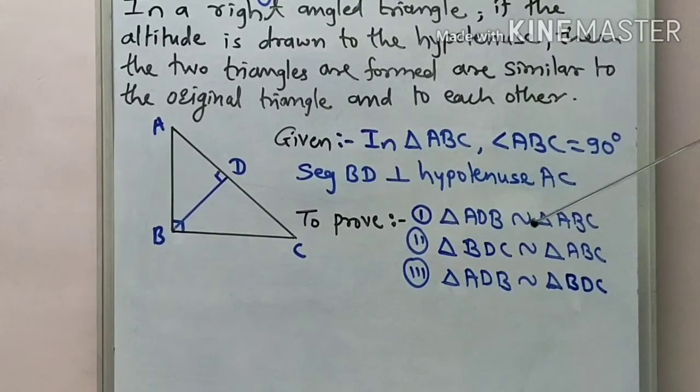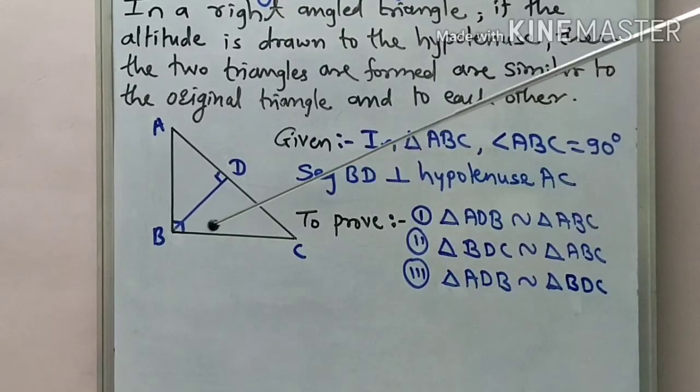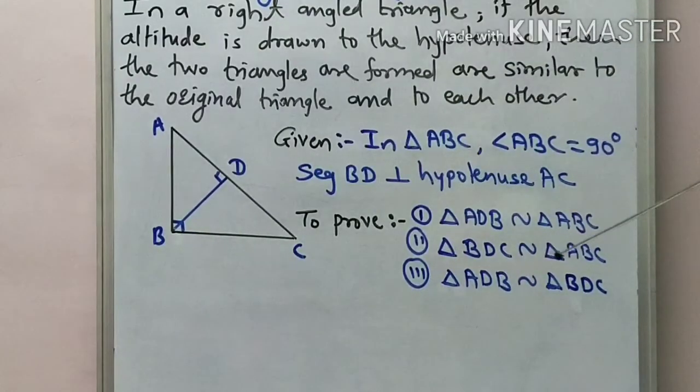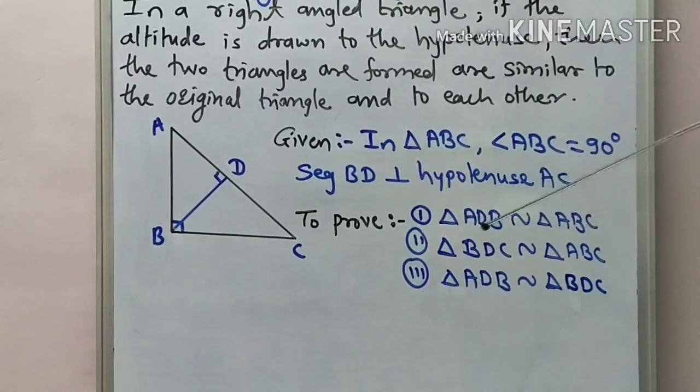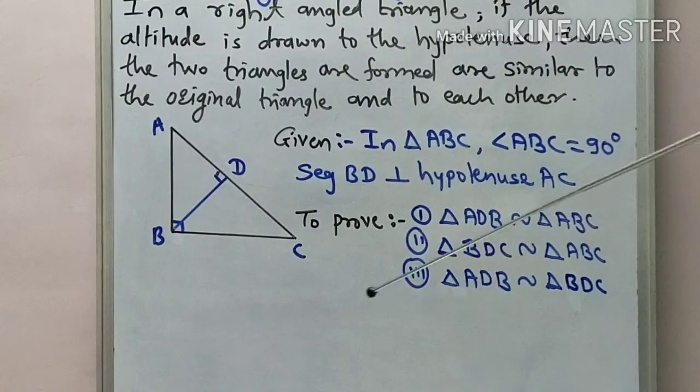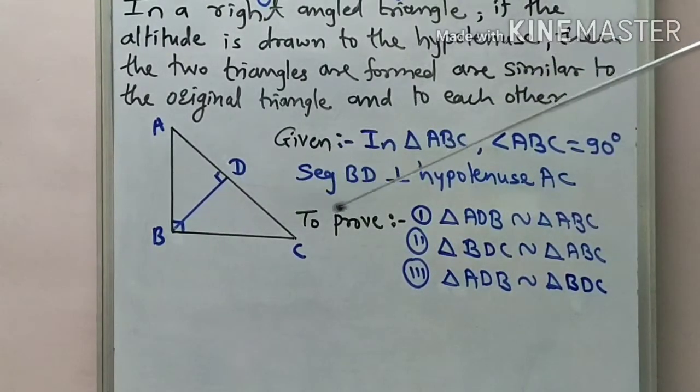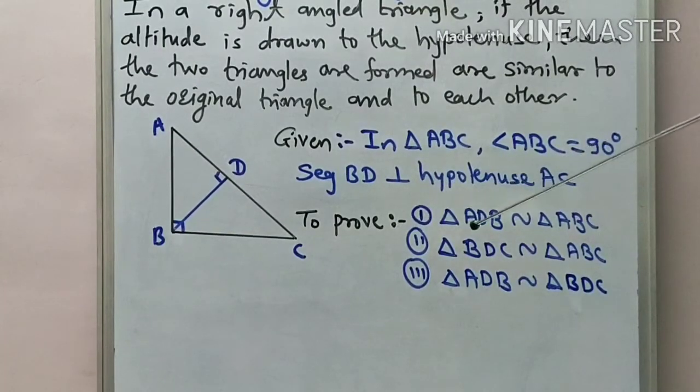Triangle ADB is similar with triangle ABC; triangle BDC, the second part of the original triangle, is similar with triangle ABC; and these two triangles are similar to each other, meaning triangle ADB is similar to triangle BDC. As you write down this similarity, the one-to-one correspondence is also very important. Okay, so now we first try to prove the first part, that triangle ADB is similar with triangle ABC.